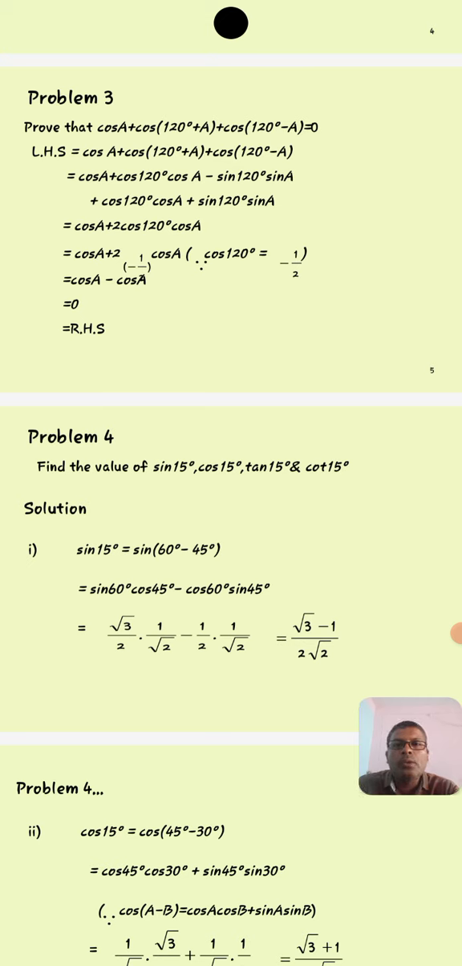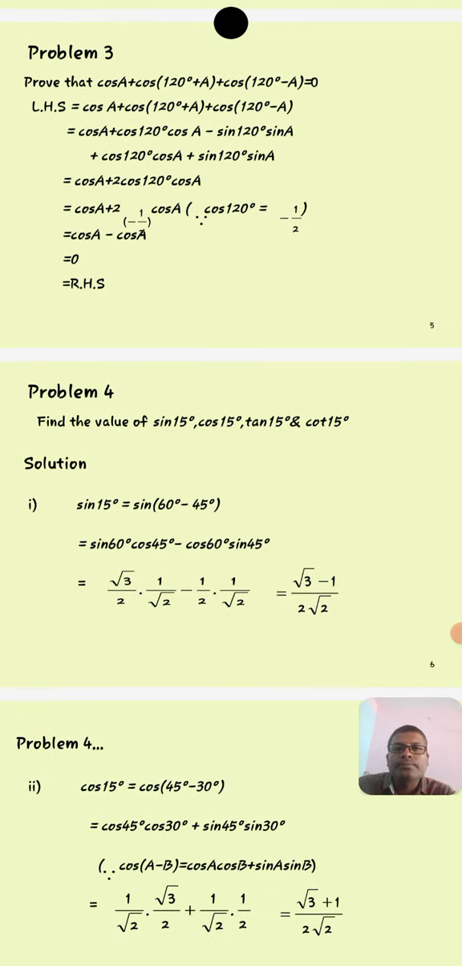Again we apply the cos of a minus b formula. A represents 120 degrees, B represents A. Here cos A minus B formula is what? Cos A cos B plus sin A sin B. So in the place of cos of 120 minus A, we write cos 120 degrees into cos A plus sin 120 degrees into sin A.